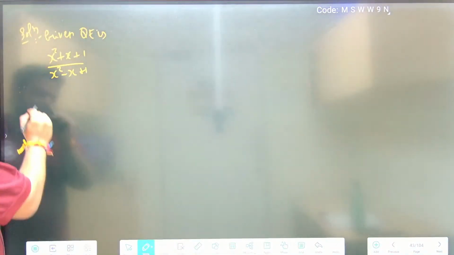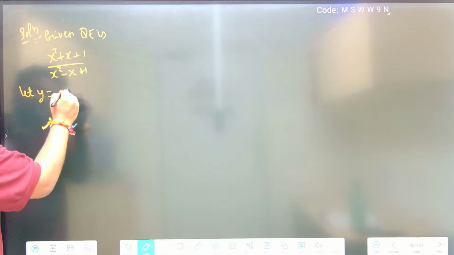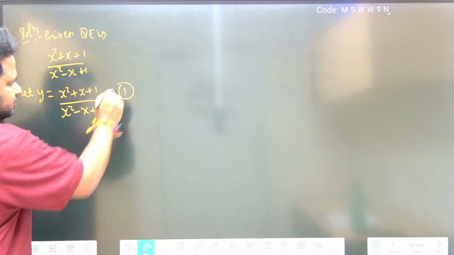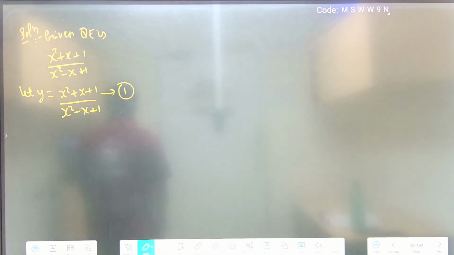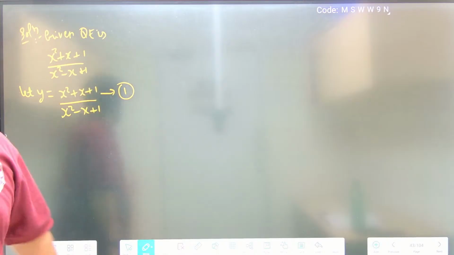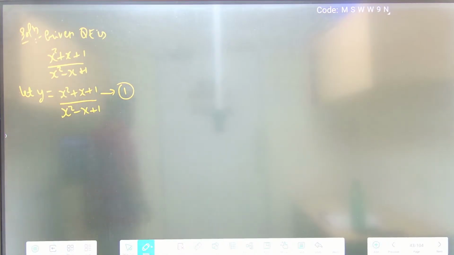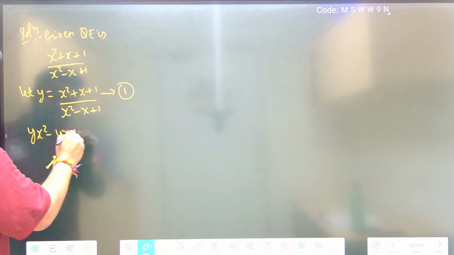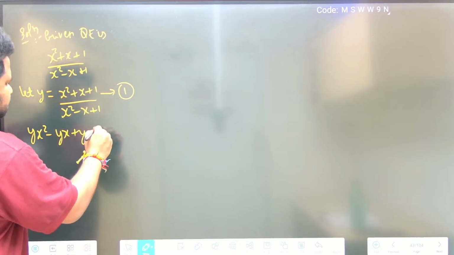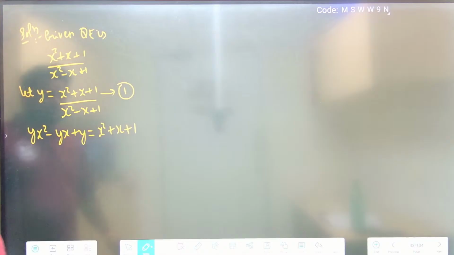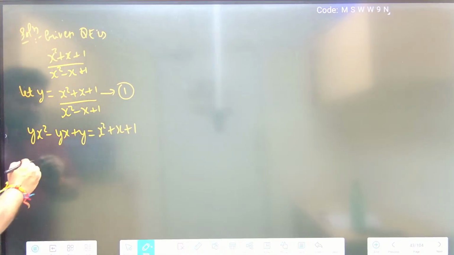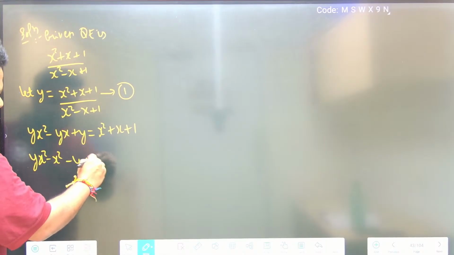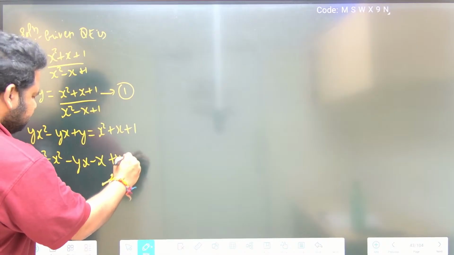Here what we will do, let y is equal to x square plus x plus 1 divided by x square minus x plus 1, same as the previous question. We should always take let y equal to like this. Now just cross multiply: y into x square minus yx plus y is equal to x square plus x plus 1. Now if I take this to the LHS, yx square minus x square minus yx minus x plus y minus 1 is equal to 0.